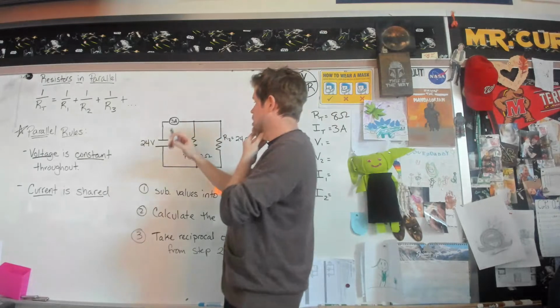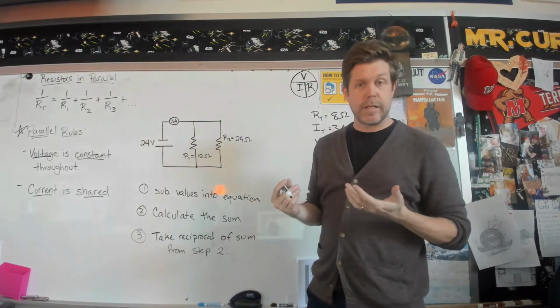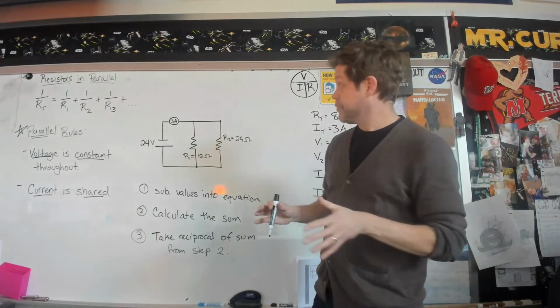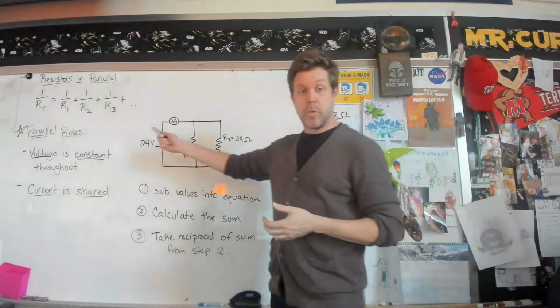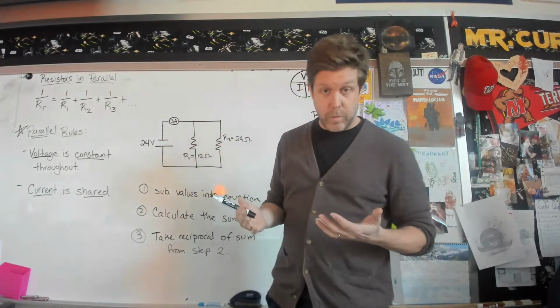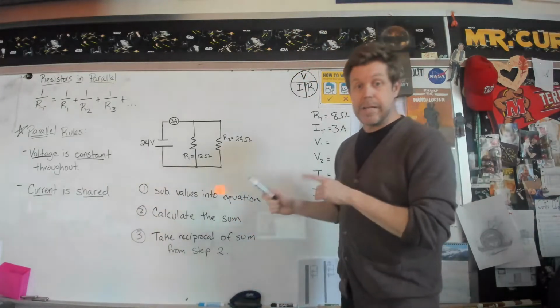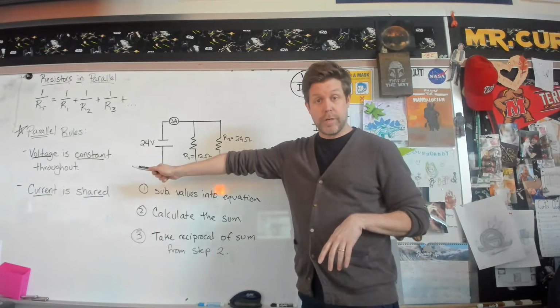So that's going to be 3 times 12. And you might think 36. And that's going to be a problem, right? Because first of all, 3 times 12, 36, that's more than the battery's putting out. So that's not going to work out.